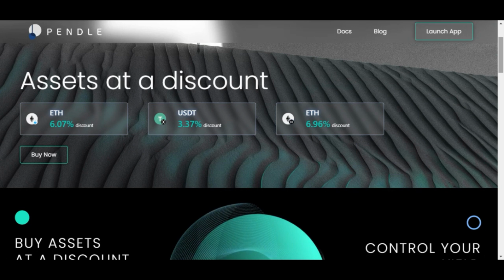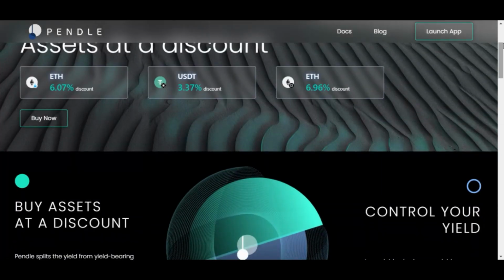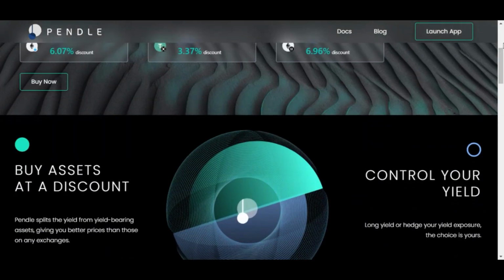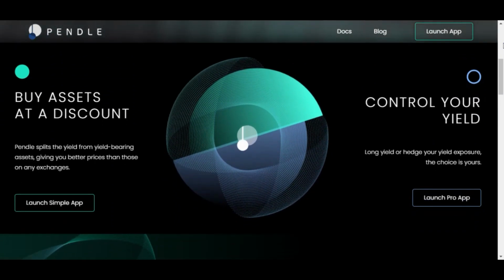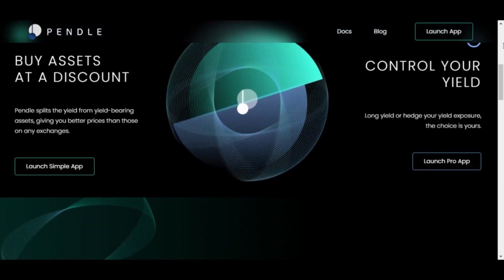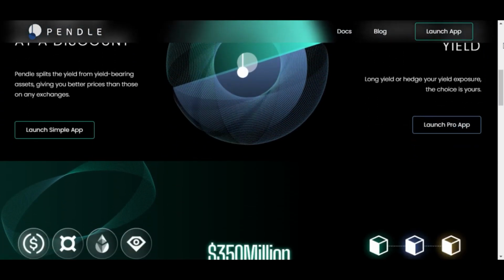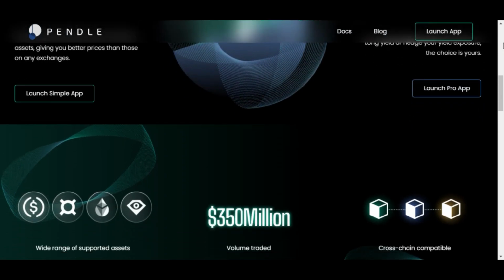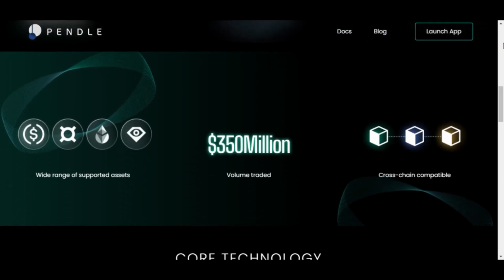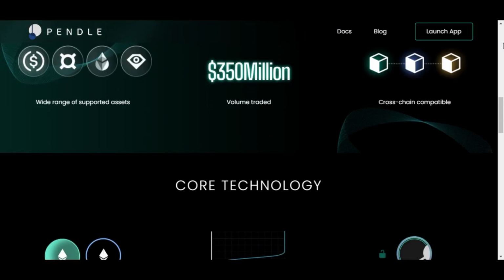Yield tokenization. First, Pendle will wrap yield-bearing tokens into SY, standardized yield tokens, which is a wrapped version of the underlying yield-bearing token that is compatible with the Pendle AMM, for example stETH to SY stETH. SY is then split into its principal and yield components, PT principal token and YT yield token respectively. This process is termed yield tokenization, where the yield is tokenized into a separate token.